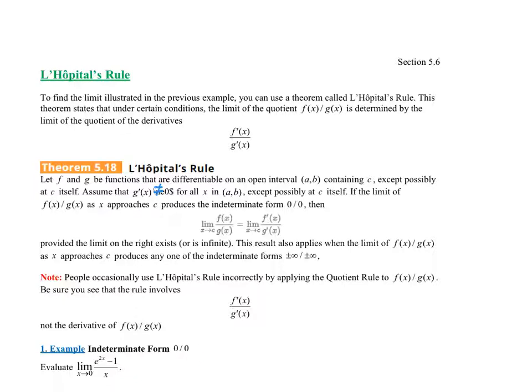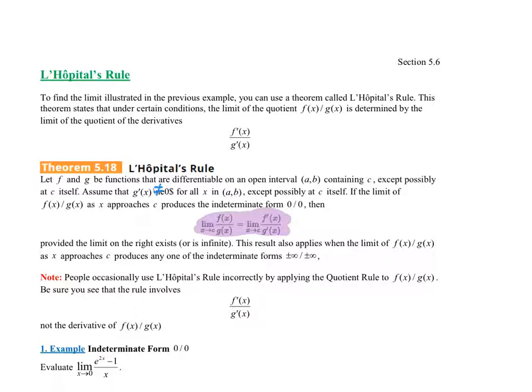That's all that's saying. It says that if the limit of f of x over g of x as x approaches c produces the indeterminate form 0 over 0, then the limit as x approaches c of f of x over g of x equals the limit as x approaches c of the derivative of f of x over the derivative of g of x. So what it says is take the derivative of the top, take the derivative of the bottom, and reevaluate the limit. It's a really, really cool trick.